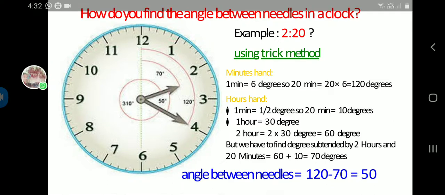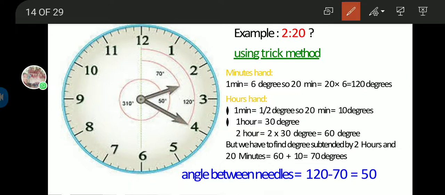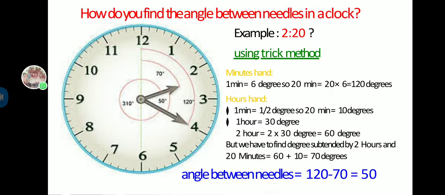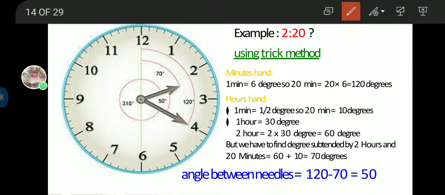You just try to do it on your own. First, try the first question, and after that you do. Alright. So 2:20, we need to find the angle. How do you find the angle between the needles in the clock? 2:20, we need to find the angle.